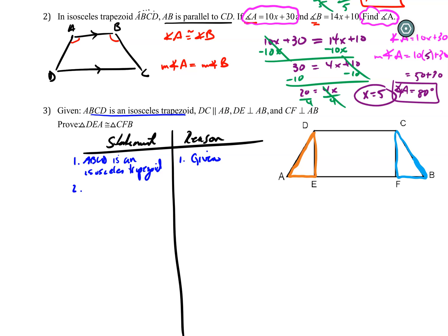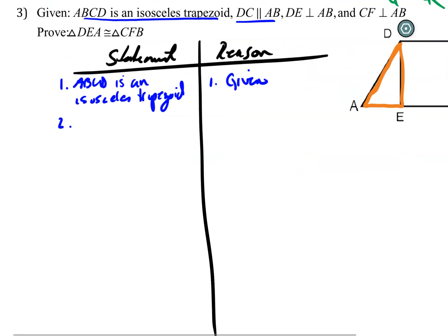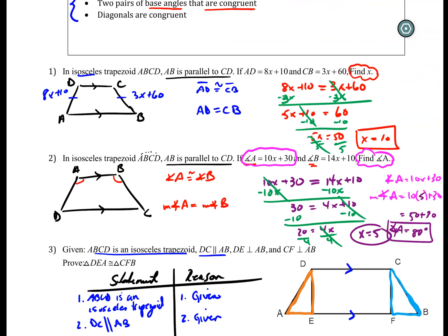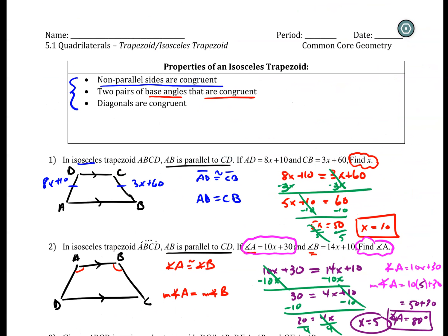So if I take a second and look, the second given here is that they're telling me that these two sides of my isosceles trapezoid are my parallel sides. So I'm going to write that down and use that, because if I know that these are my parallel sides, then based on the information given here, I can say that the non-parallel sides are congruent.